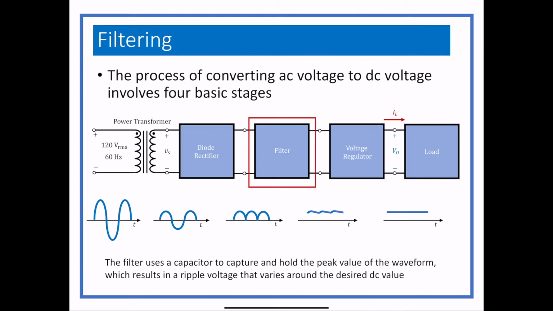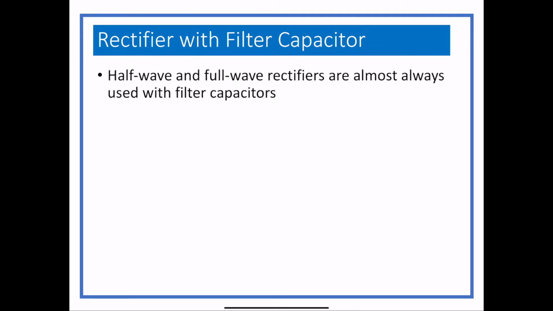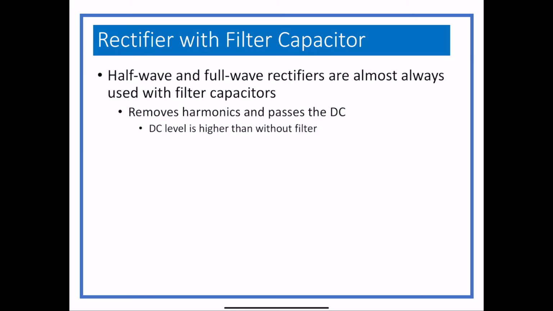The voltage regulation and load part is not covered in here. We do cover the rectification and the filtering part. So the basic understanding is that pretty much all half-wave and full-wave rectifiers use some kind of capacitor to filter the signal. It takes harmonics out and it passes the DC part of the signal, and the DC is actually better and higher than without the filter. It also reduces the variation in the output voltage to an extent.